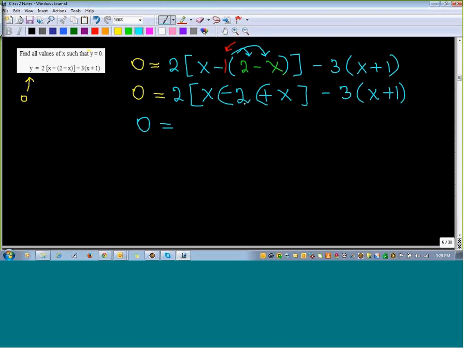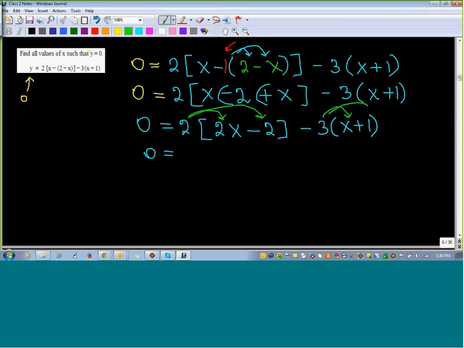2x, and 2 times negative 2. We need to distribute this. We could have distributed this right part at the very beginning. So 4x minus 4 minus 3x minus 3, right? Negative times positive. And like terms. You could put it to the other side, it doesn't matter.